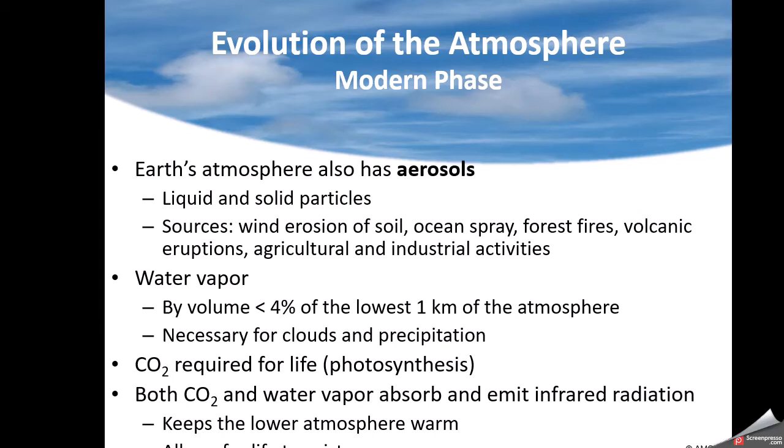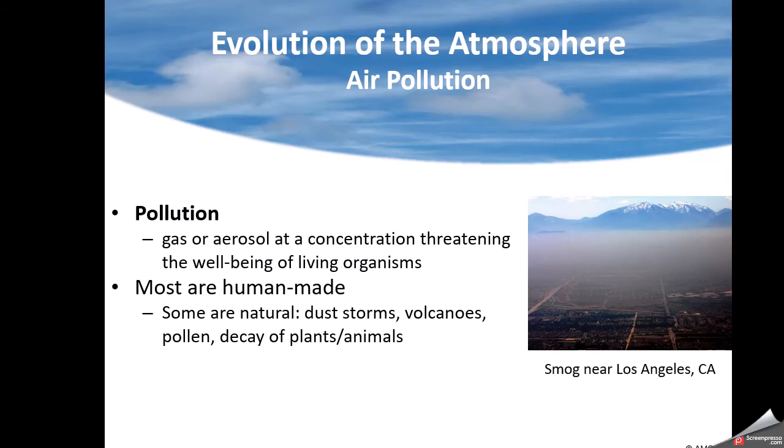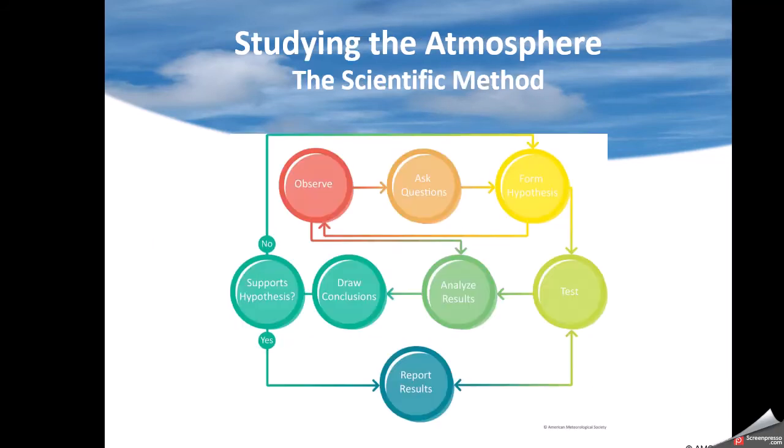There are aerosols that impact the Earth's atmosphere. Water vapor can be up to 4% in the lowest 1 kilometer of the atmosphere sometimes. CO2, we require it for life, but sometimes we get a little bit too much of it. Pollution is another example of things impacting the atmosphere.